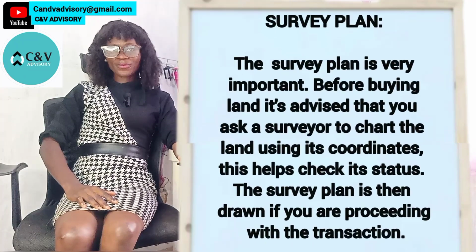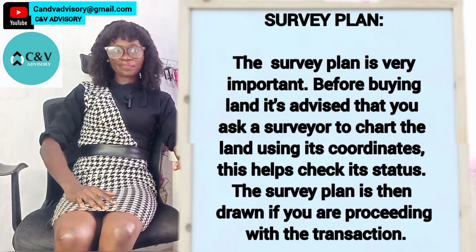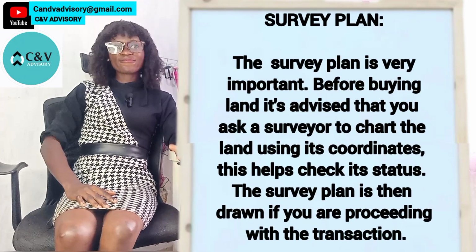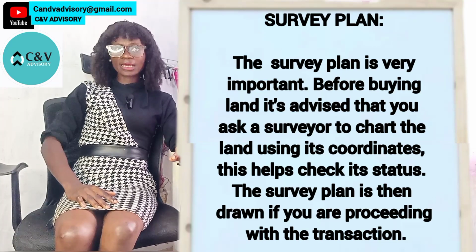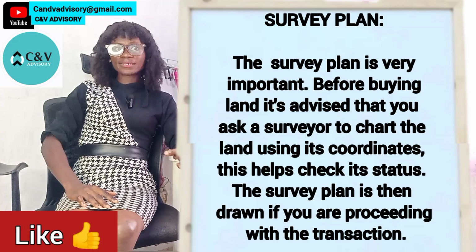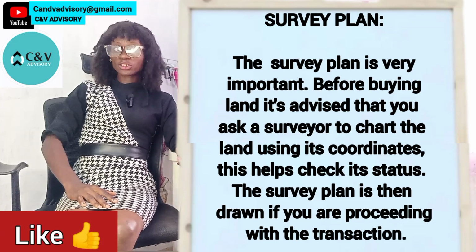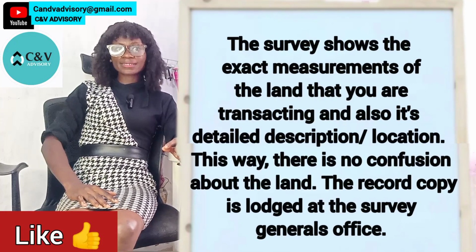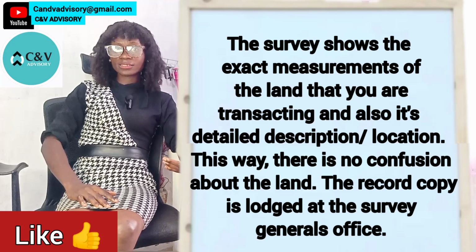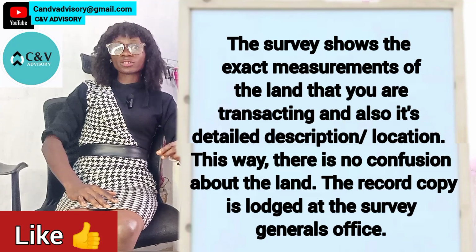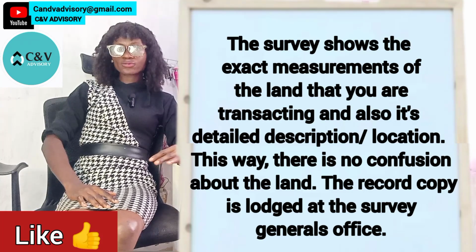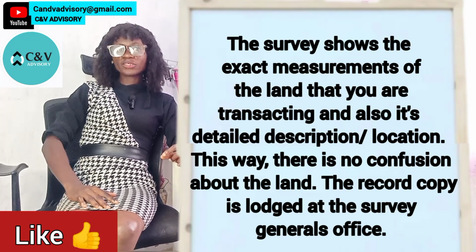The third one is the survey plan. The survey plan is very important. Before buying land, it is advised that you ask a surveyor to chart the land using its coordinates. This helps check its status. The survey plan is then drawn if you are proceeding with the transaction. The survey shows the exact measurement of the land that you are transacting and also its detailed description and location. This way, there is no confusion about the land. The record copy is lodged at the Survey General Office.